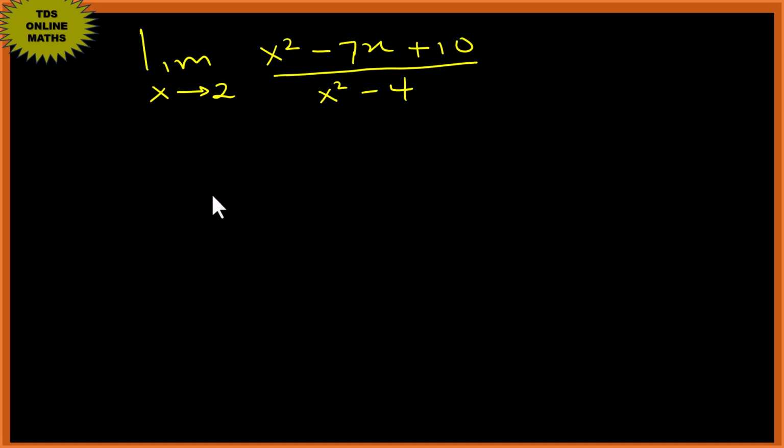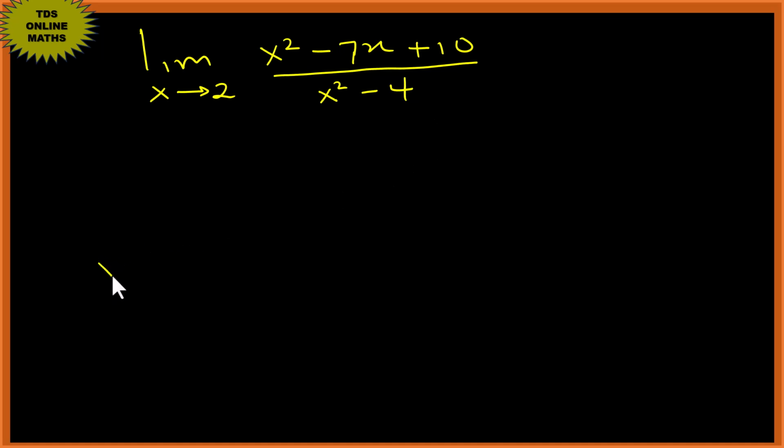All right, let's evaluate this limit. Now let's reduce the numerator and the denominator, because if I plug in 2 here, this side will be 0. So the numerator is a quadratic expression. Let's see how to reduce it.